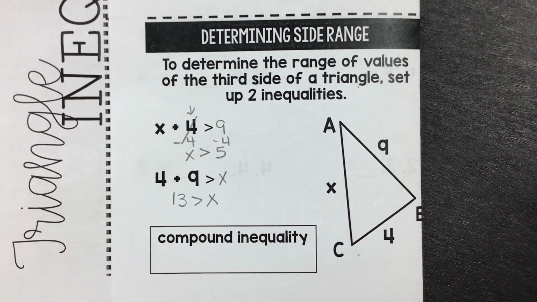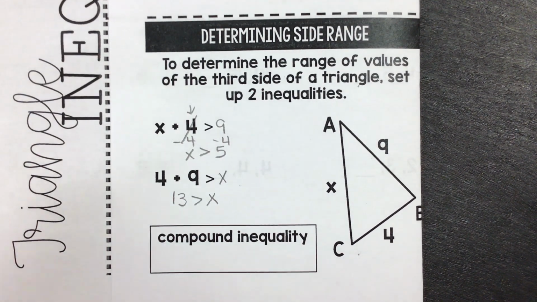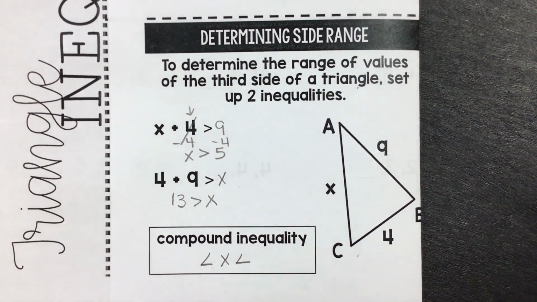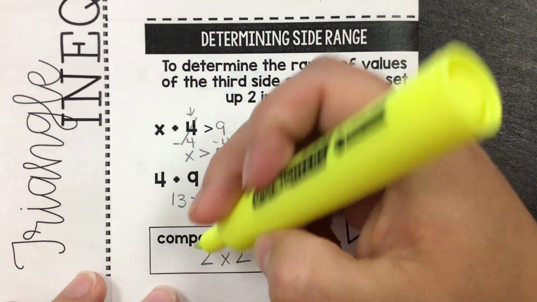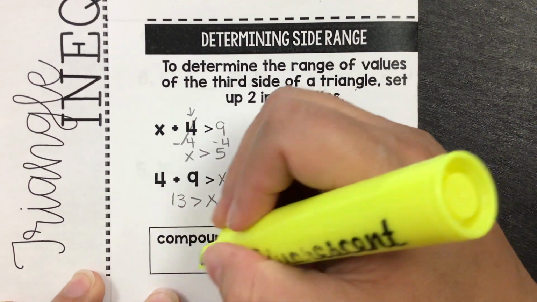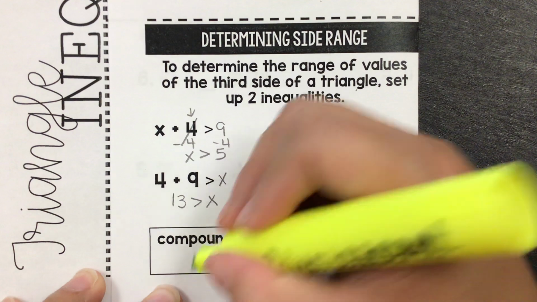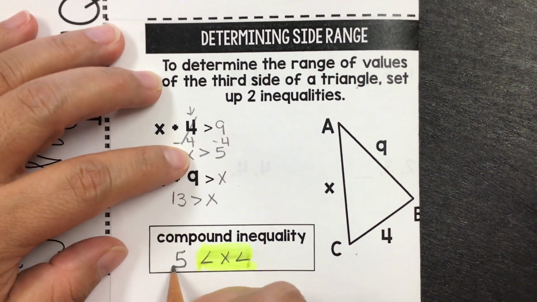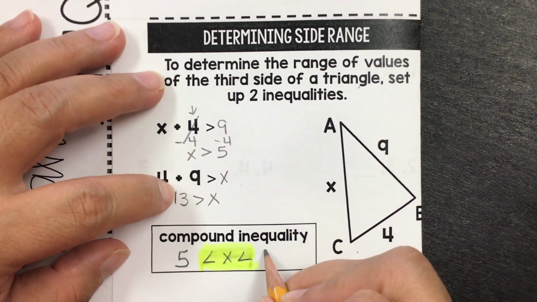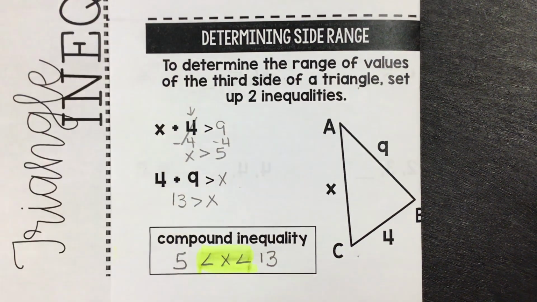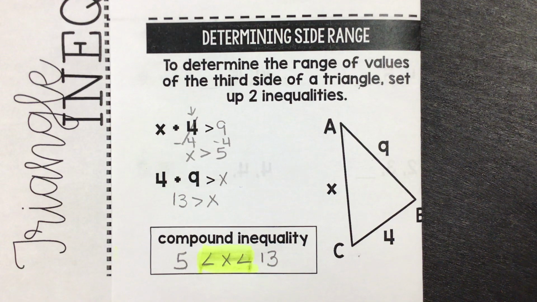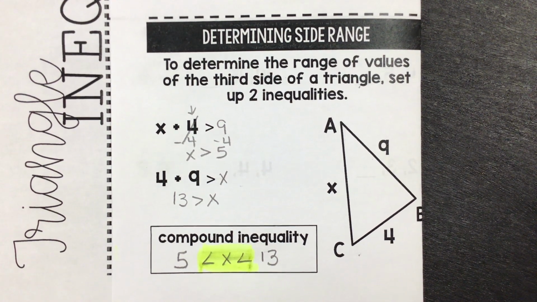Now we have to write a compound inequality, and it always goes this way, that x is in the middle. These inequalities are always facing this way. So if you happen to have a highlighter, I would highlight this if I were you, because this always will end up this way. The smallest number will always end up on the left, the biggest number on the right, and there's your compound inequality. What that compound inequality means is that that length has to be between 5 and 13.